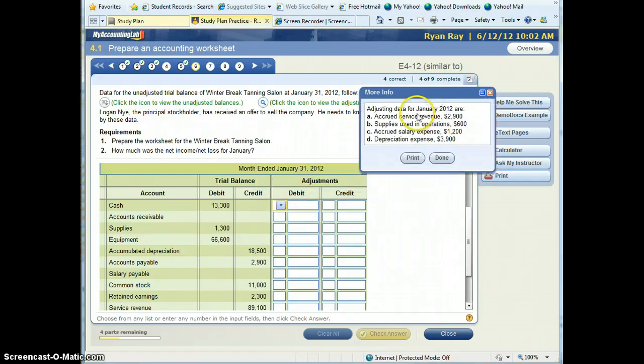Okay, so let's move that there. The adjusting data is accrued service revenue of $2,900. Accrued service revenue means revenue we have earned but not collected. That would mean accounts receivable and service revenue. We haven't recorded it yet. So we've actually earned it, but we haven't recorded it. So A is going to go to accounts receivable. We're going to debit it for $2,900.